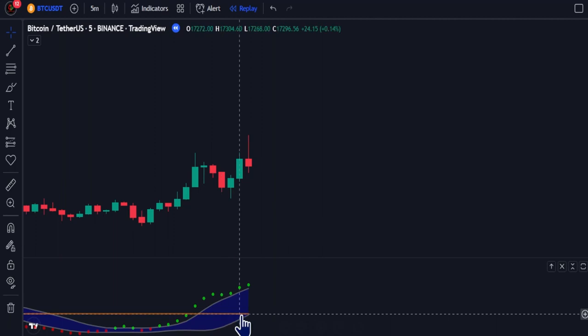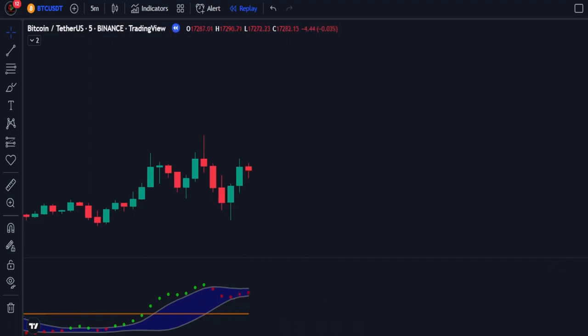All right, let me continue. As you can see, the dots are above the zero line. This indicates that we are currently in a bullish trend. However, we also see that the dots are currently red. This indicates that there might be a pullback that is playing out.